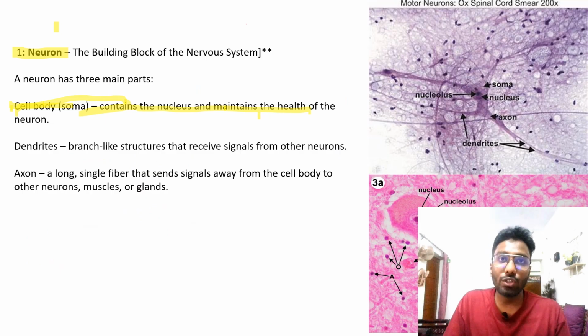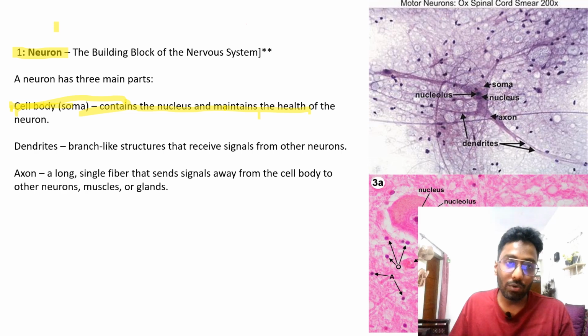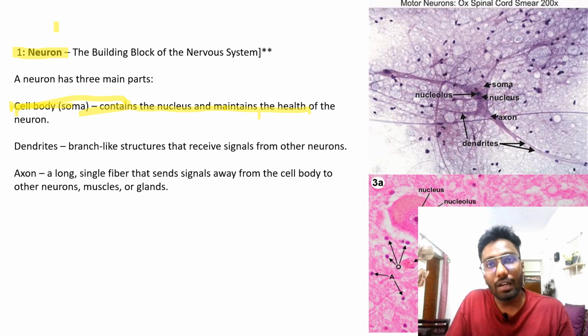The first word you should know is neuron. What are neurons? Neurons are the building blocks of the nervous system. Why are they the building blocks of the nervous system? Because these neurons are specialized cells. Why are they specialized? They are specialized cells that transmit electrical and chemical signals throughout the body.